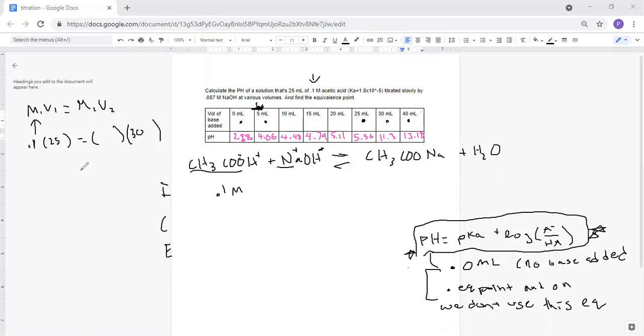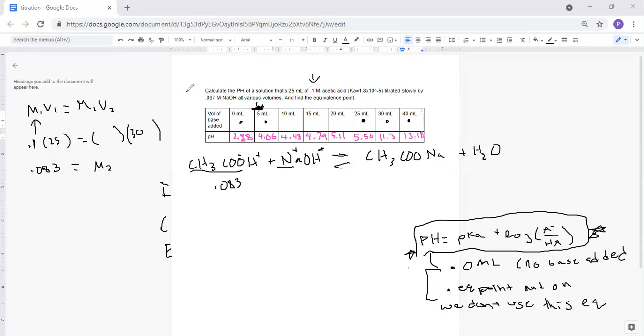So according to this equation, let's look for the molarity 2. It is going to equal 0.083. So now we write 0.083 here. You notice how it went from 0.1 to 0.083. That makes sense. It's less concentrated now. 0.1 was a higher molarity.